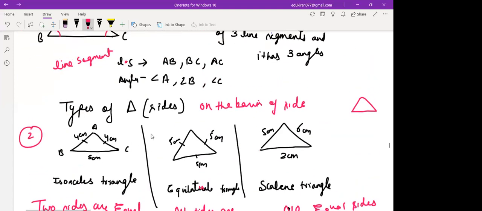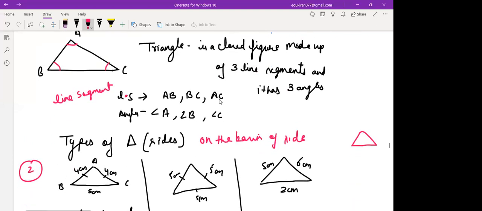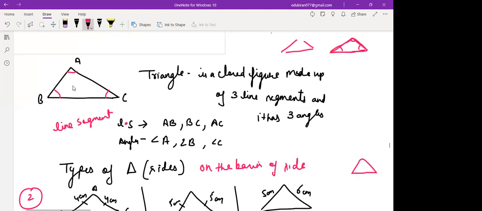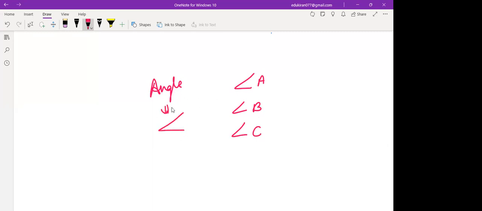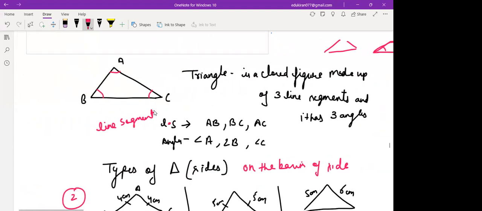First you will note it down. From here, you will write triangle, then the definition of triangle. You will draw this diagram and you will write line segments. These are line segments. Angles, these are angles. Whenever you write angle, you write angle A, angle B, angle C. Instead of writing the word angle, you will make the sign of angle. So you can write it down.